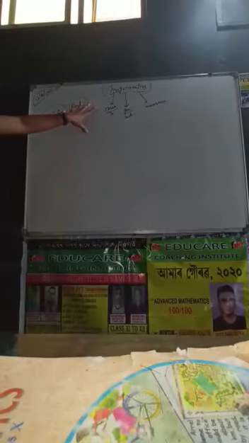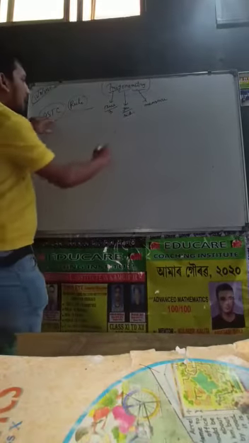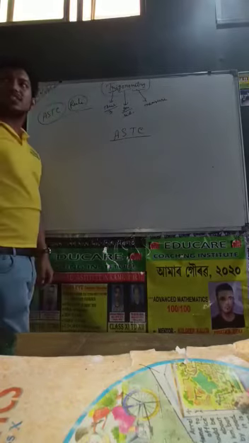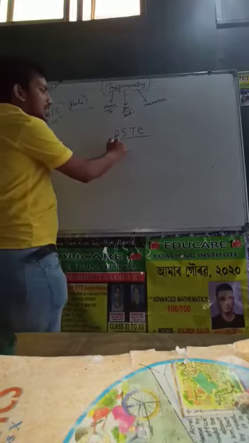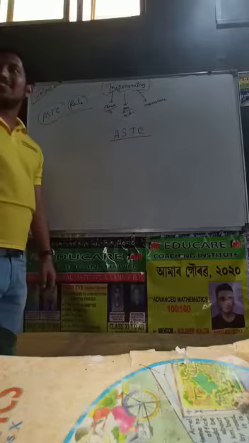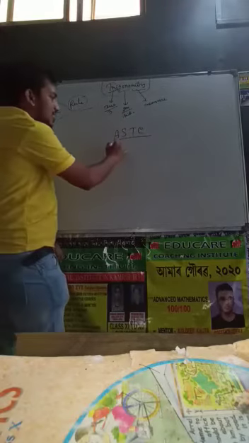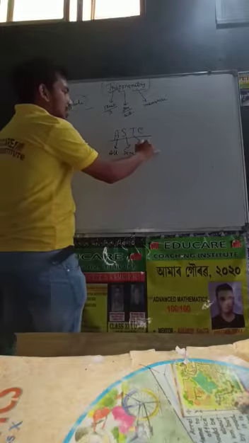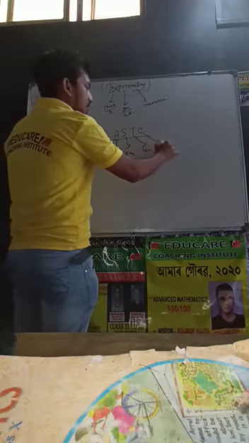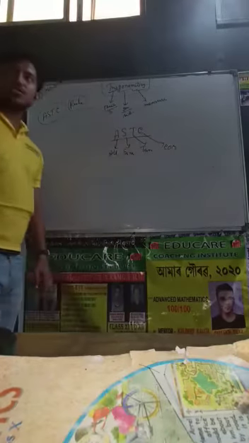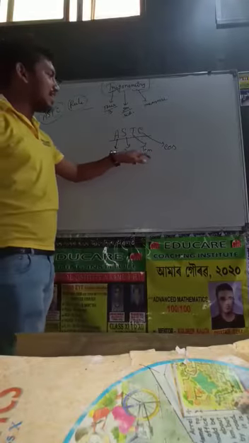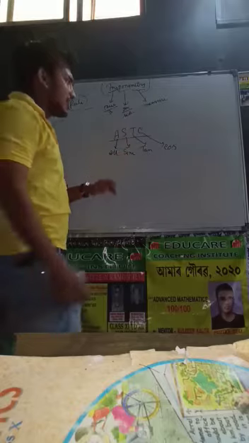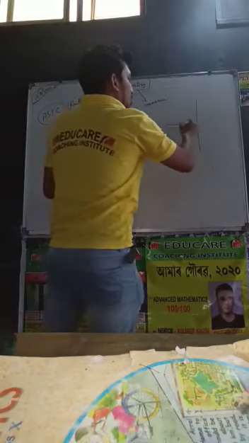ASTC rule. Okay? ASTC. What is this? It is not Assam State Transport Corporation. It is all, sine, tan, cos. All sine, tan, cos and cosec, cos. Okay? ASTC. Okay? All clear?